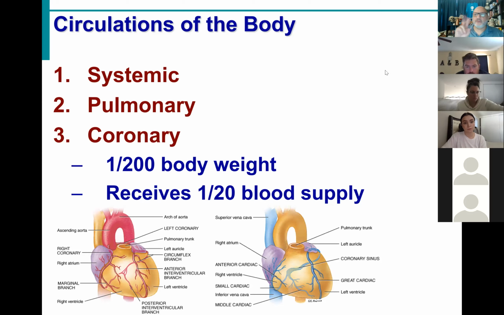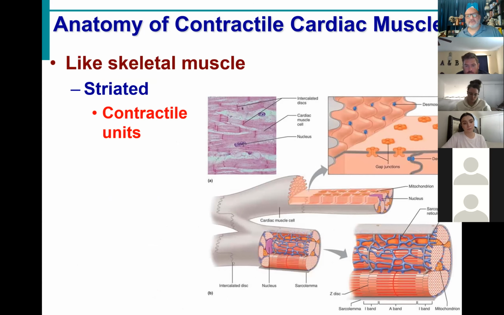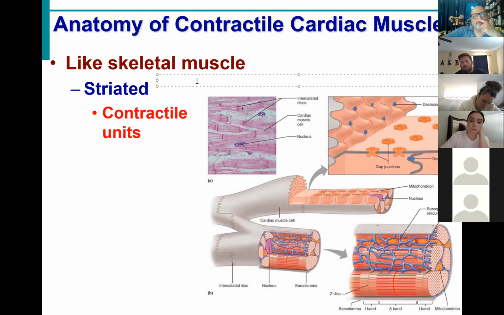All right, so 2 pumps, 3 circulations. Excellent. Now, in our last class, we also spent some time talking about the microscopic anatomy of our cardiac muscle. We talked about how it is similar to skeletal muscle in that it is striated. But like we learned in 430, we can now be more sophisticated. What does it actually mean to be striated? What makes it striated? Sarcomeres. Yes, it contains sarcomeres.